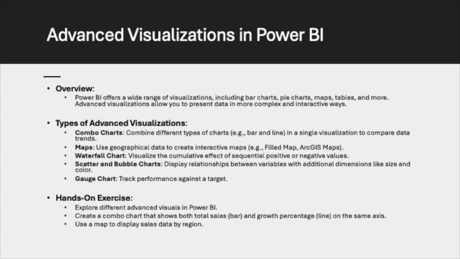Some other types of advanced visualizations include combo charts, where you combine different types of charts, for example bar and line, in a single visualization to compare data trends. Then there are maps. Use geographical data to create interactive maps, for example filled map, ArcGIS maps. Waterfall chart: visualize the cumulative effect of sequential positive or negative values. Scatter and bubble charts display relationships between variables with additional dimensions like size and color. And then there's the gauge chart, used to track performance against a target.